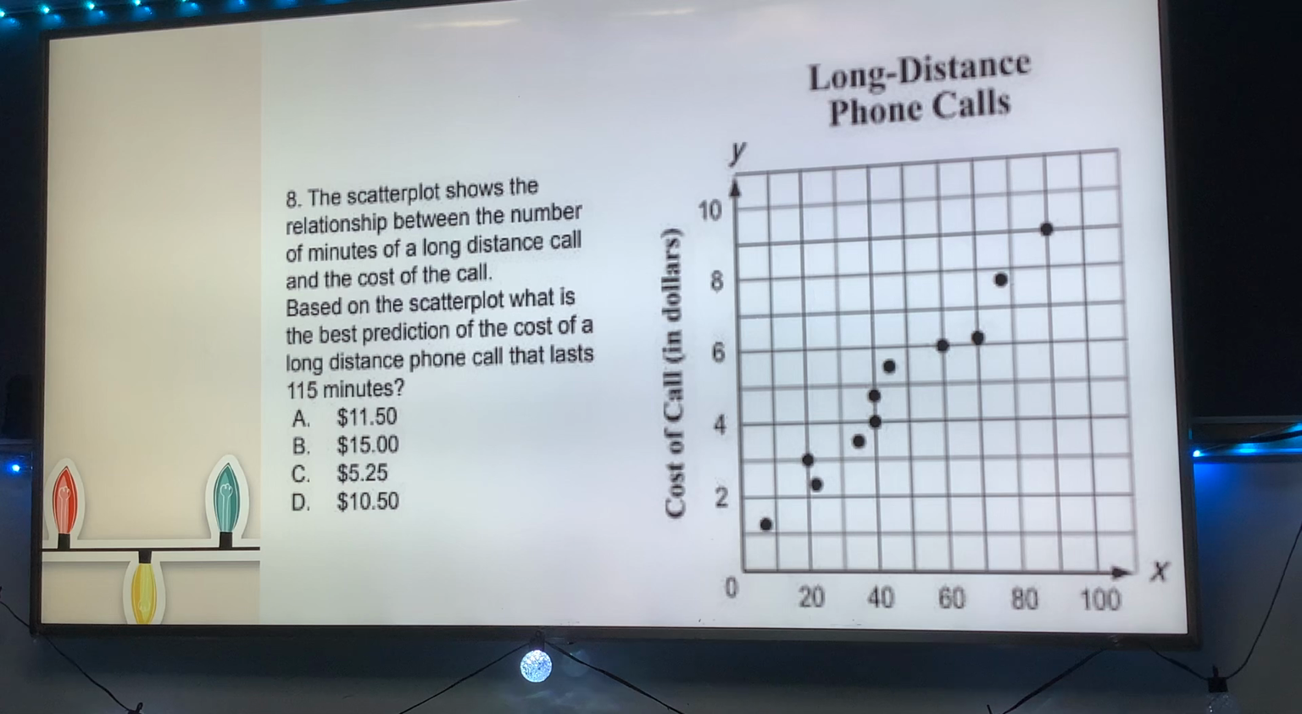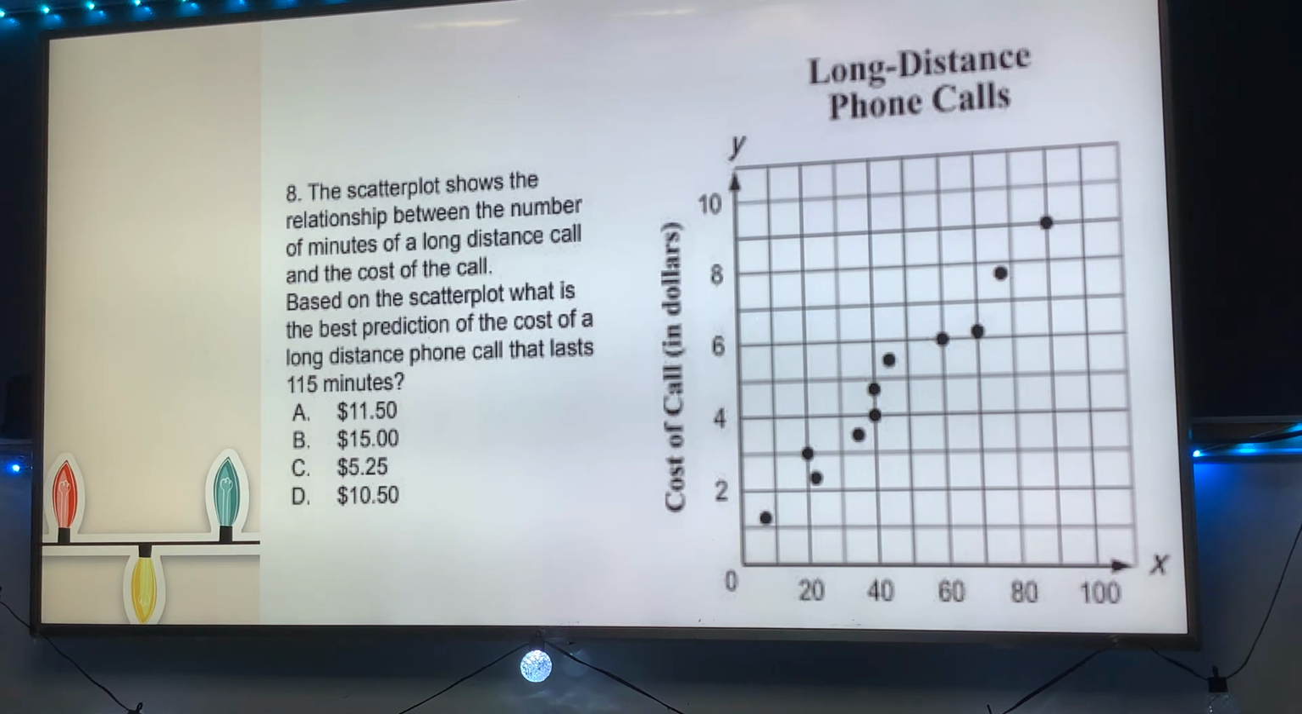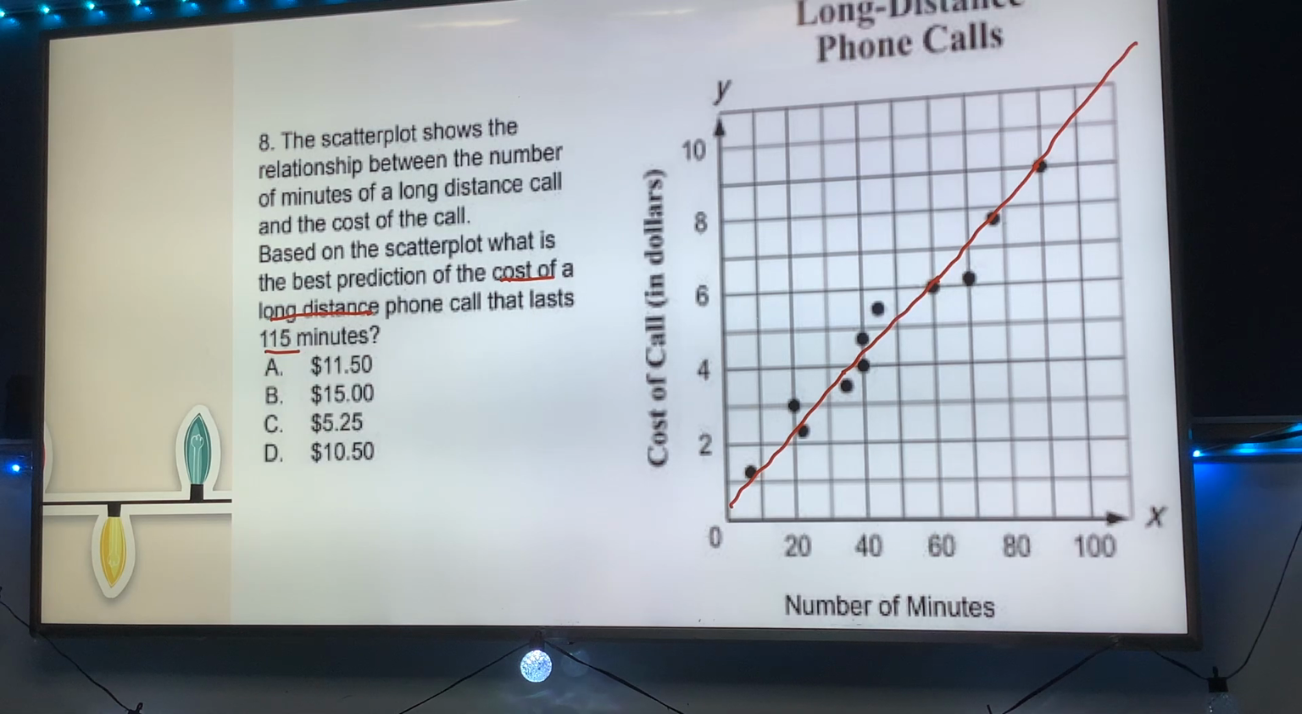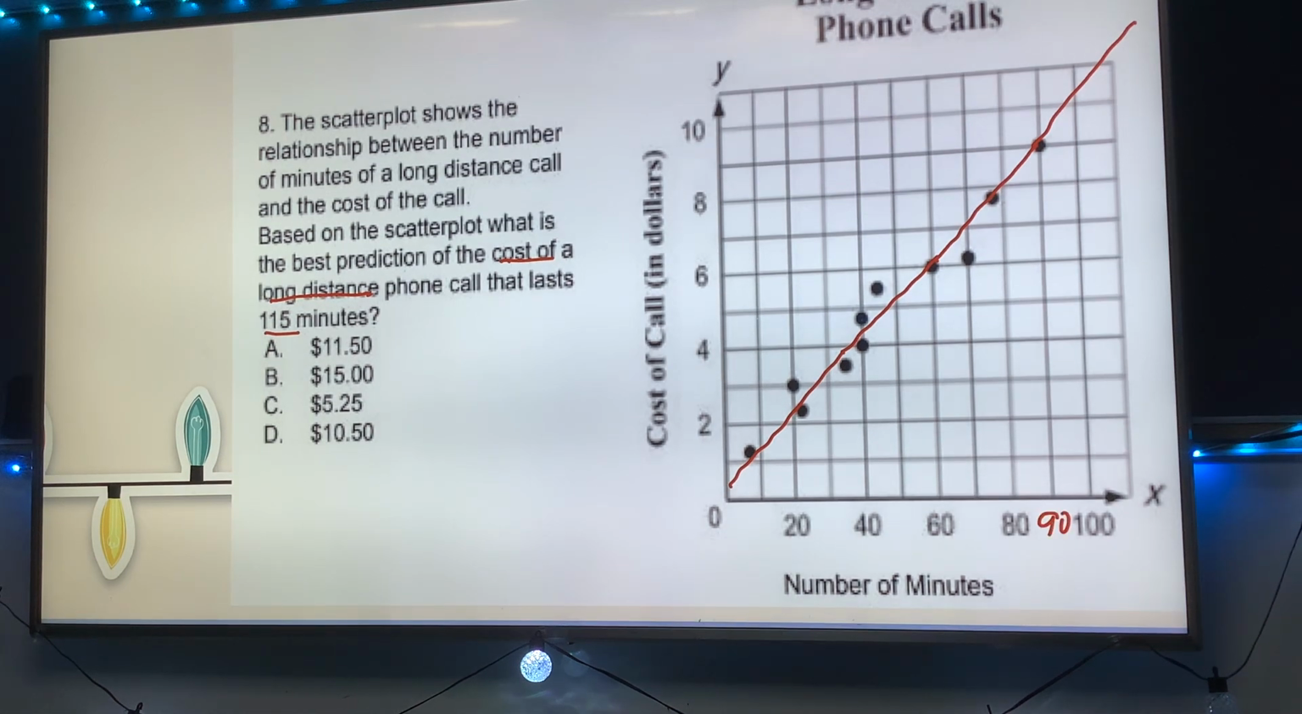Okay, we have the next one. A scatter plot shows the relationship between the length of a long distance call and the cost of the call. Now, based on the scatter plot, what is the best prediction for the cost of the long distance call to last 115 minutes? Okay, so if I'm at 115, this would be 90, this would be 110. So 115 is going to be out here. So I'm going to go up and hit my line, and I'm going to go across. Ooh, my lines are not straight. Now, that would be 9, 10, 11. I'm not going to be to 12 yet, but I'm in between 11 and 12. So which answer choice would you pick?